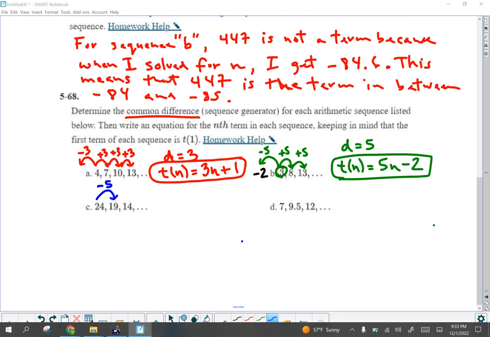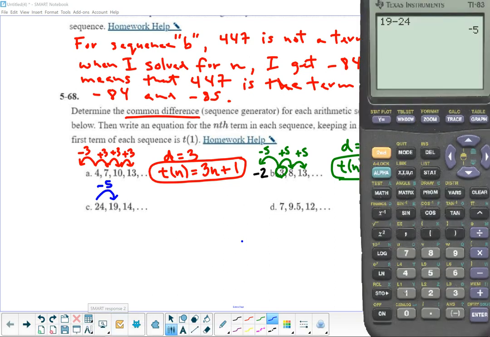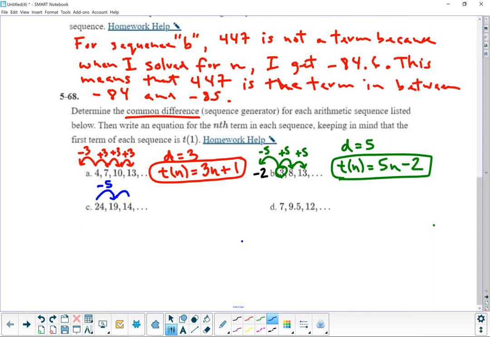Now, you want to double check, make sure that's the same pattern. So you're going to take the third number, 14, and you're going to take away the second number, the next one minus the previous one. So 14 minus 19. And if it keeps the same pattern, negative 5, then we know that this is the sequence generator of minus 5 every time. So our D, our common difference, is D equals negative 5.